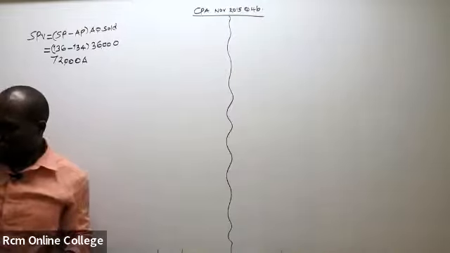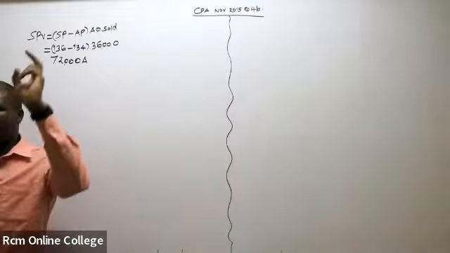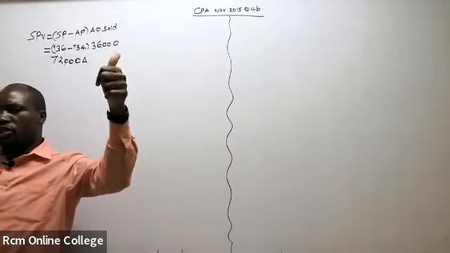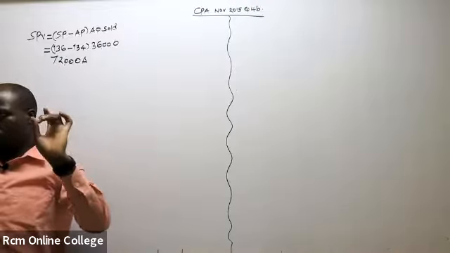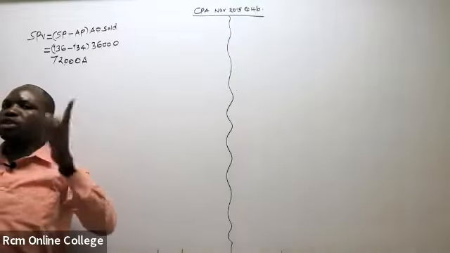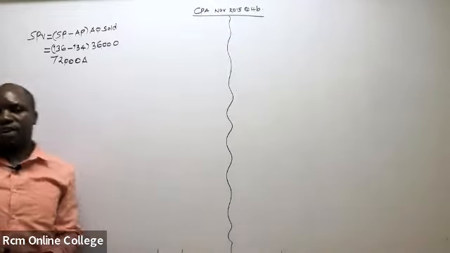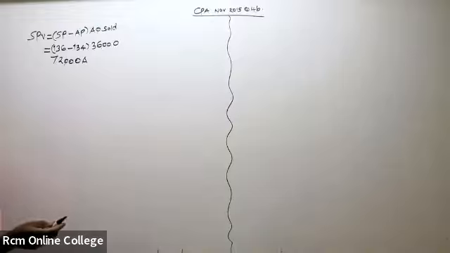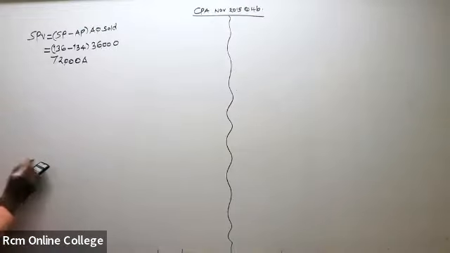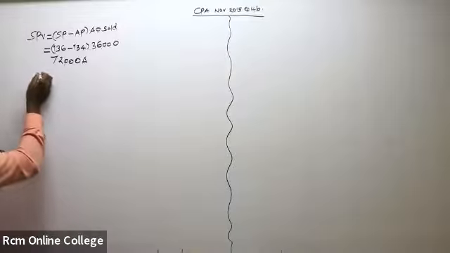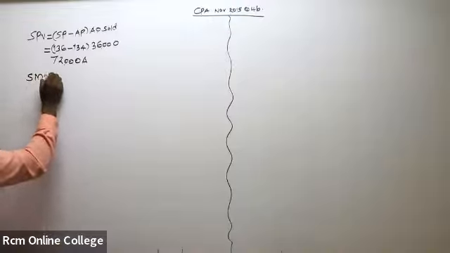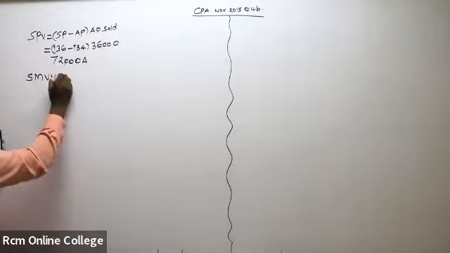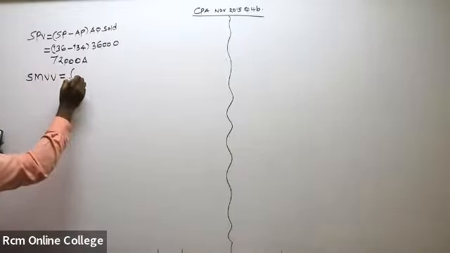Under revenue, your revenue can reduce as a result of two things. Number one, change in the selling price, or change in the quantity sold. So let's look at how quantity sold will affect our revenue. So quantity sold, we are talking about sales margin volume variance.